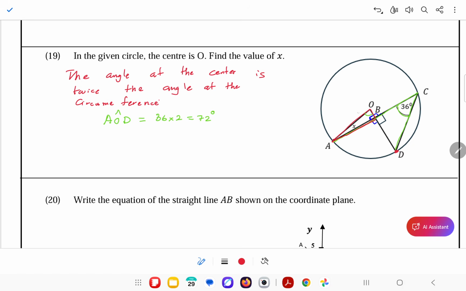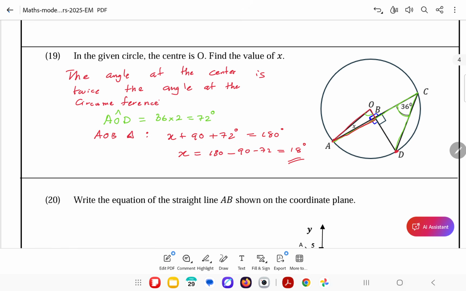Now you can find x using the triangle AOB. What do we know? x plus 90 plus 72 is equal to 180. So then x is 180 minus 90 minus 72. So 18. So x is 18 degrees. Right.